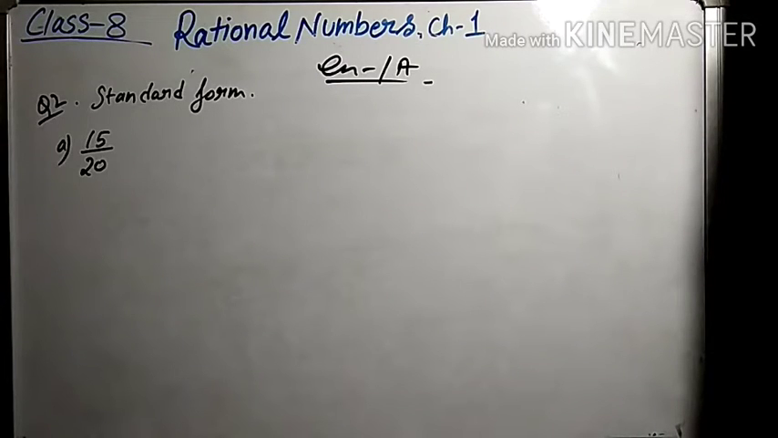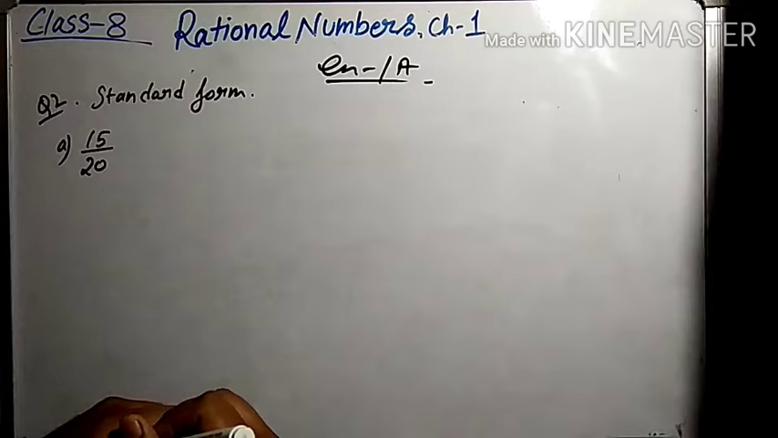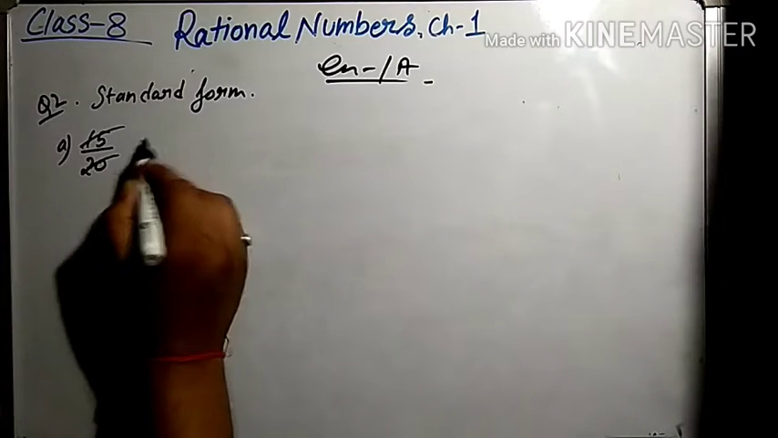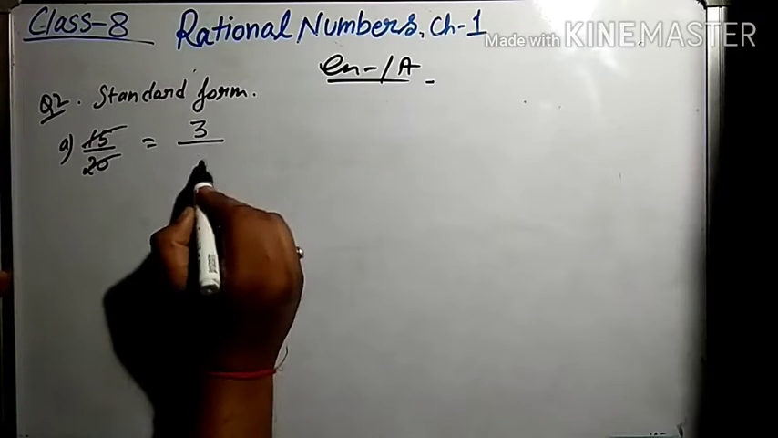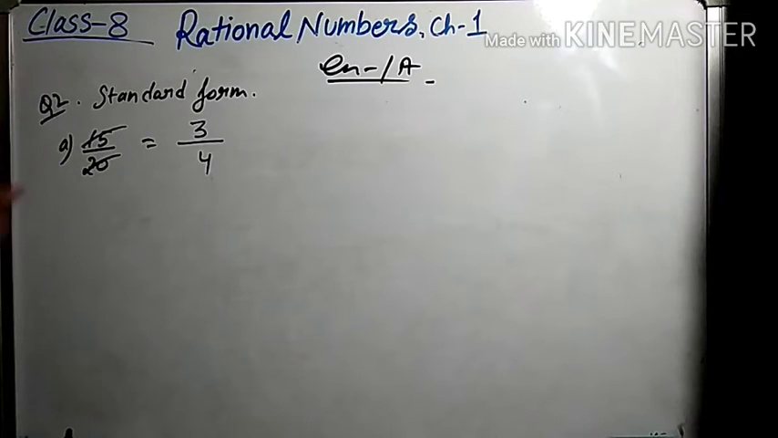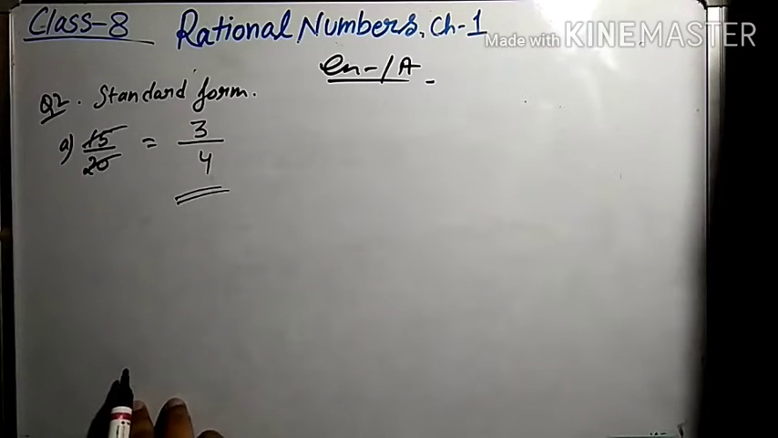The second question starts. We have to write the given rational number in standard form. Now what is standard form? Already I have explained that the lowest form of a fractional value is called the standard form. So what we will do, we will just cut and change it to the lowest form. For example, we are cutting 15 upon 20 by 5, so it comes to 3 upon 4. So this is called standard form.